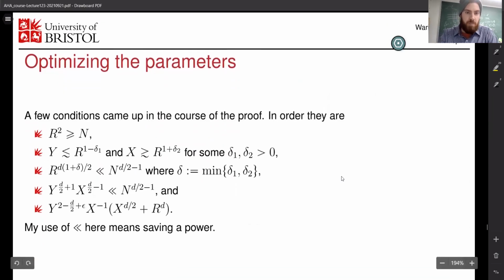Okay, let's optimize these parameters now, the things that came up in the proof. I won't go back to each of the slides. I've recorded them all here for us to work with. I always had to assume right at the start that r squared was at least n.